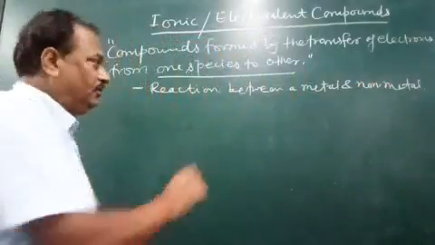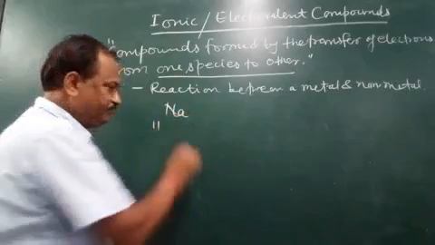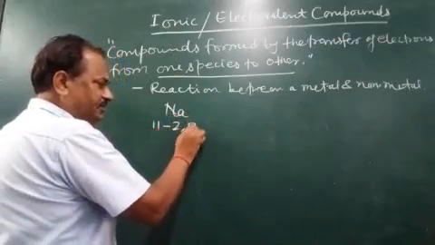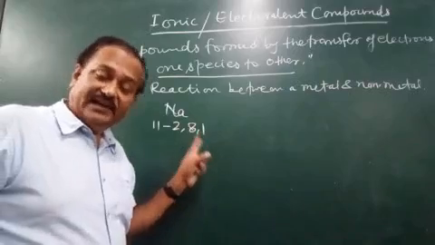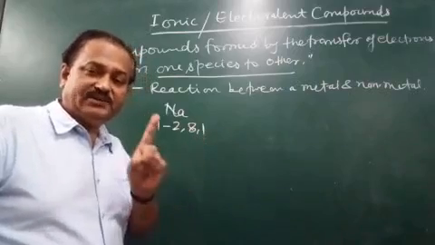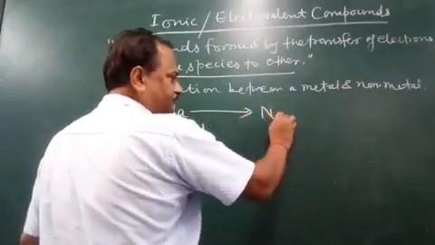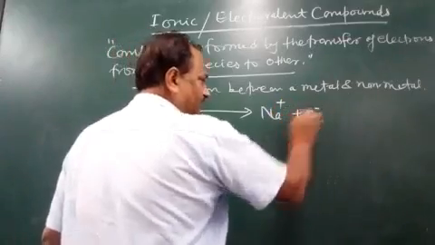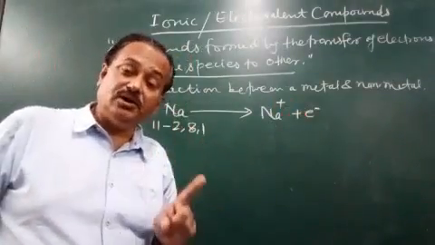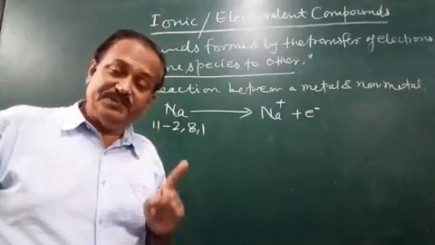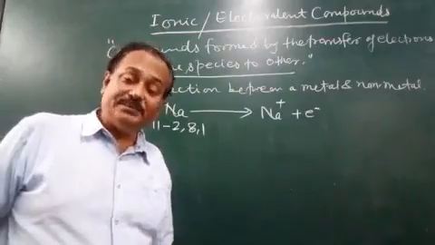Now see how it is formed. Sodium has atomic number 11 and electronic configuration 2, 8, 1. So its valency is 1. The valence shell, or outermost shell, has 1 electron. So sodium will lose 1 electron and form a sodium ion. Why will it lose 1 electron? Because every species has a tendency to remain in a stable state.